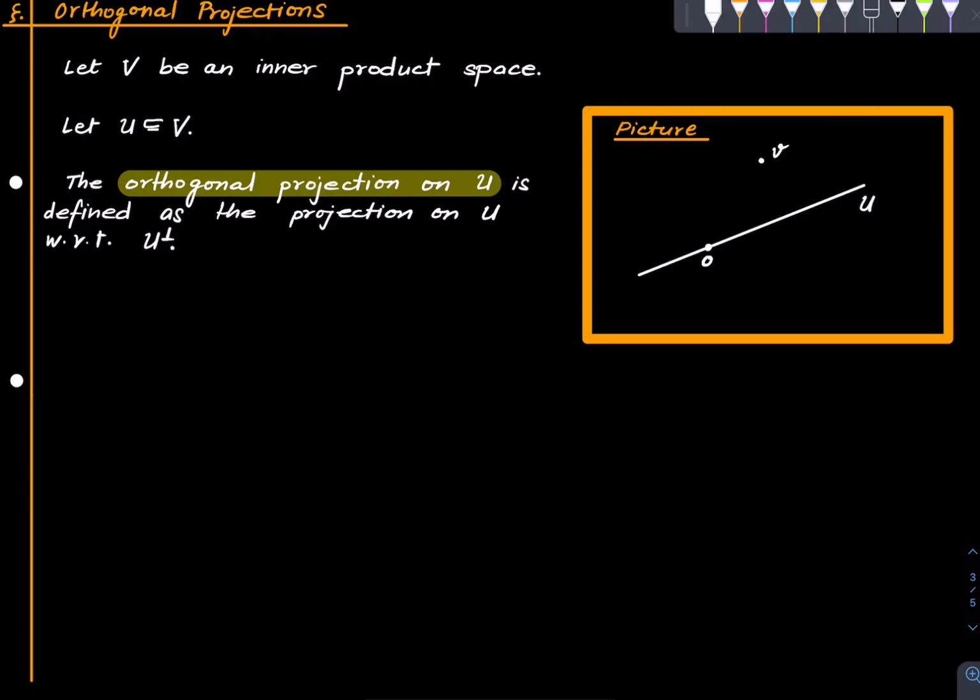So it is basically the map. In notation, it is basically the map P_{U,U^⊥}. That's the orthogonal projection onto U. Okay.